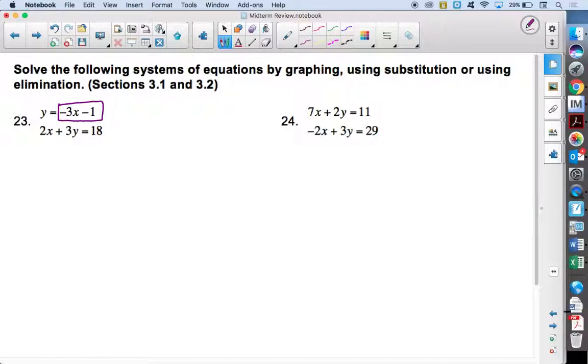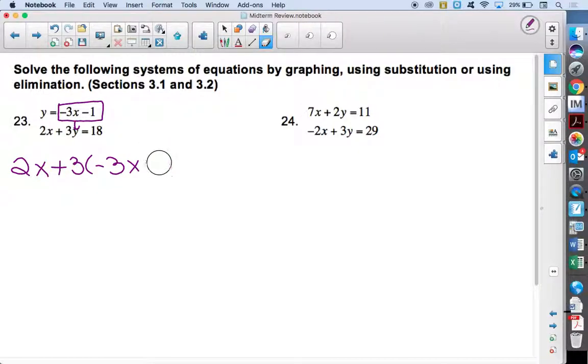So substitution says you take that expression, you plug it into the other equation for that variable. So right there's the y, so we would plug it in for y. And that gives us negative 3x minus 1 in place of y, and then that's equal to 18. So you're keeping the 2x, the plus 3, but instead of y, we're replacing it with negative 3x minus 1.